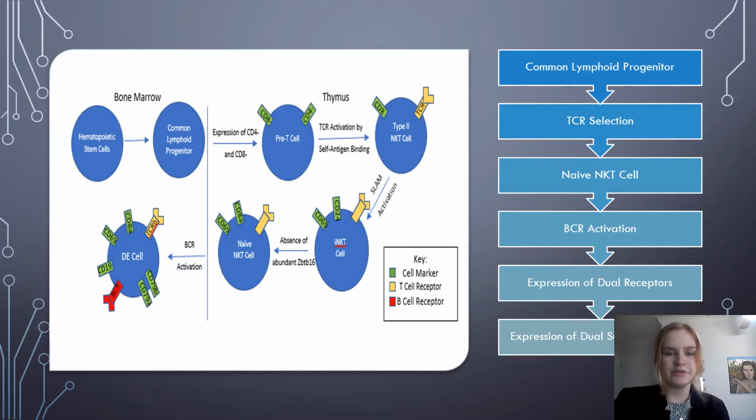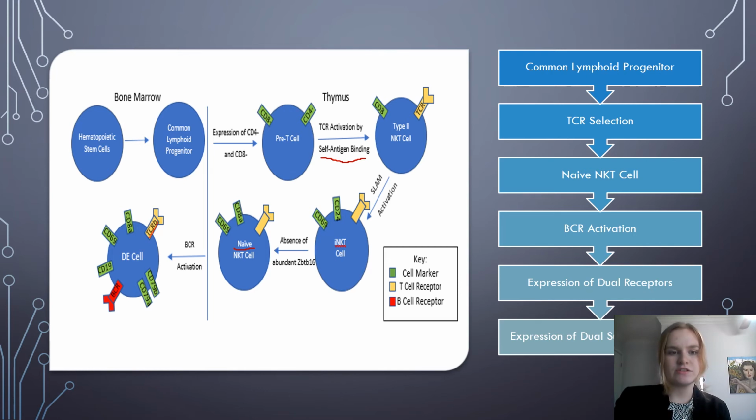So this leads to the differentiation pathway. So you can see that the DE cell is going to follow a relatively standard differentiation pathway of a natural killer cell. However, within TCR activation, it's going to be activated by self-antigen binding, and it's going to stop at the naive NKT cell and not develop beyond that.